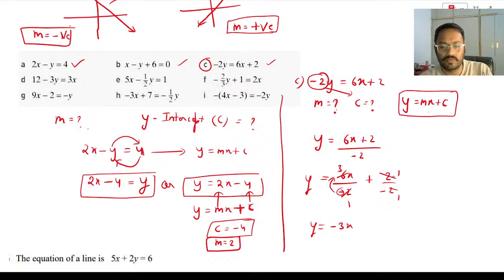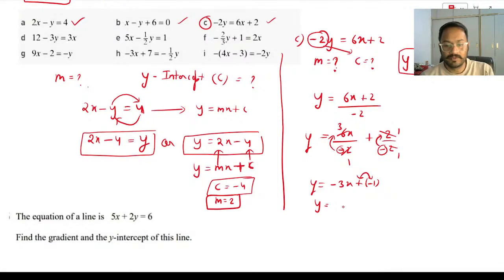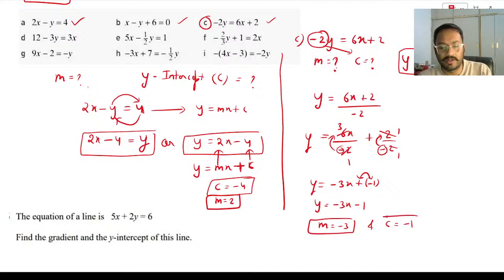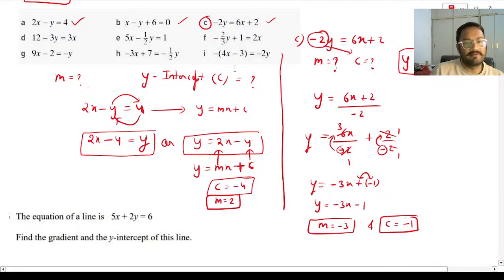You can cut 2 and 2. 2 times 1 is 2 times 1, so we got 1 as the answer. Now this minus sign will go in the numerator, plus bracket minus 1. If we plus minus, obviously it is minus. So by that way you will get the answer minus 3x minus 1, right? So your m should be minus 3, correct children, and your c will be minus 1. Done. So this is your answer. By that way we have solved this question. I hope you understand this logic.